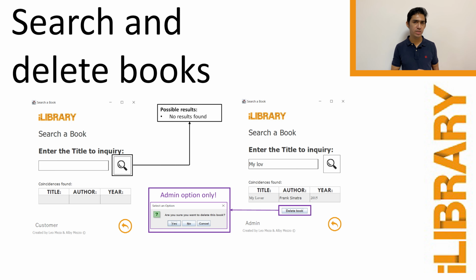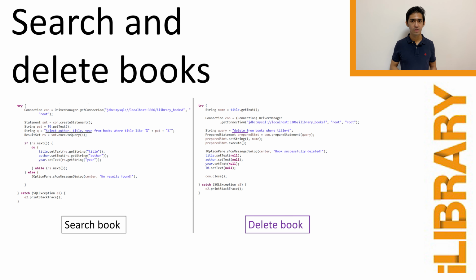In this part, we have the search and delete books options, where the search books is available for both either customer or admin. In this case, we have only one possible output. If you're trying to find a book that is not stored in the database, you will get an output which says no results found. And then, well, of course, if the book was found, it will be displayed in the column in the table with the data of the title, author, and year.